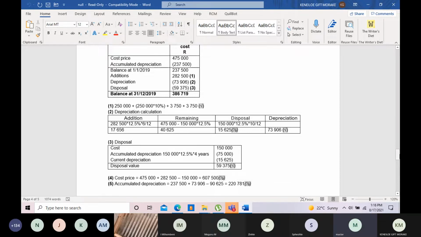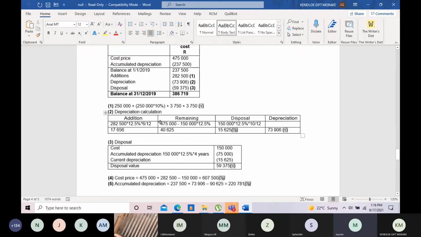Remember, they said show all your calculations. You'll get most marks there. More marks are there on your calculations. All right, so 282,500 multiplied by 12.5% multiplied by 6 over 12, which is from July up to December. You're going to get 17,656. Here I'm trying to show you how to link the additions with the disposals, how to link them in terms of depreciation.